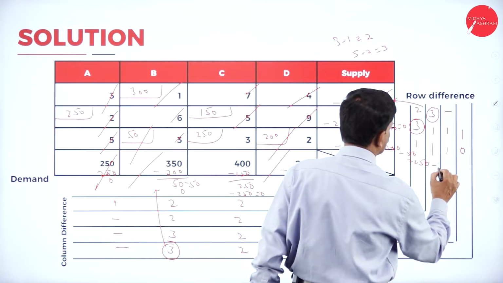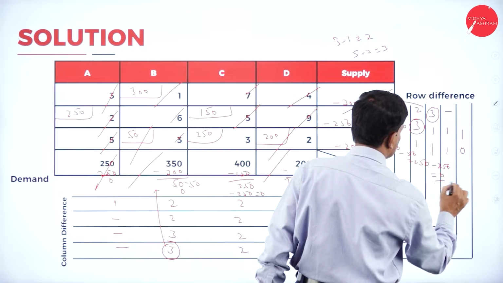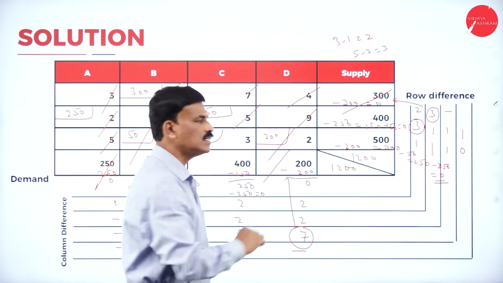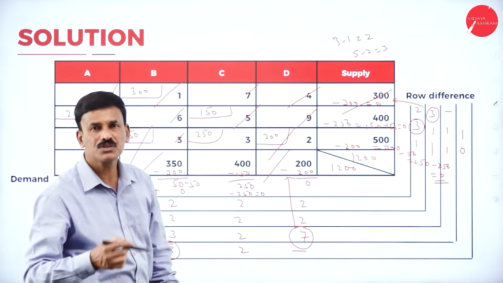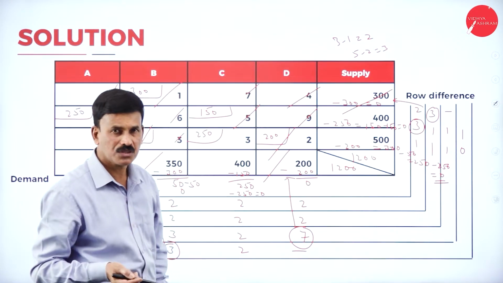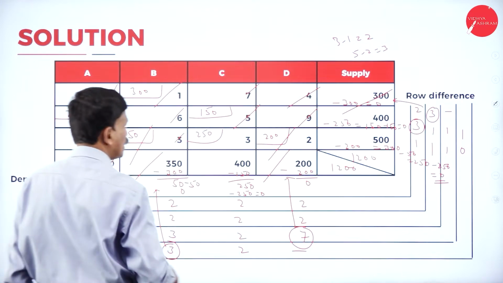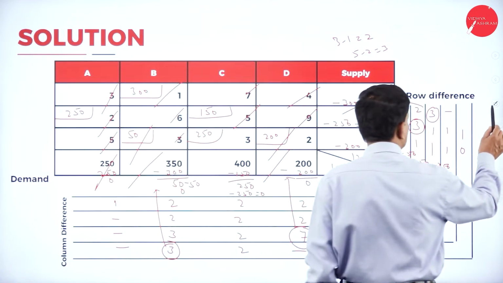Again 250 minus 250, this is also equal to 0. So, supply and demand is equal to 0. Finally, the supply and demand are 0 and 0. This is how we are going to allocate. Okay. Now, the problem is balanced. Now, identify the solution region.